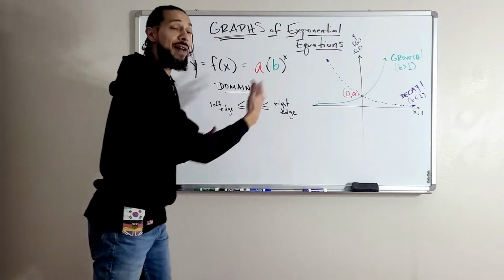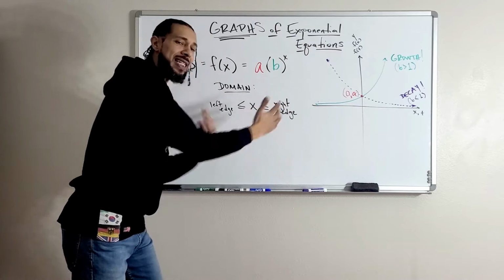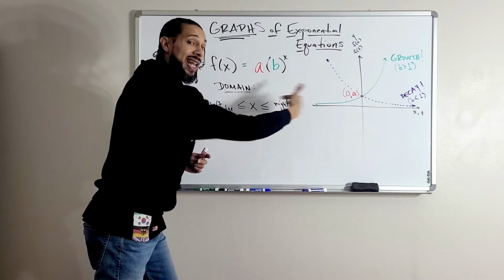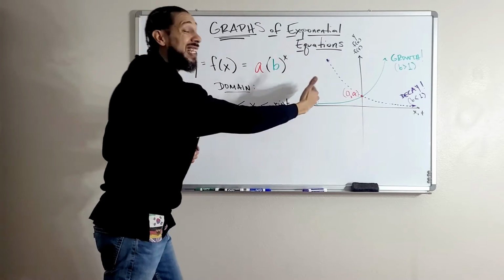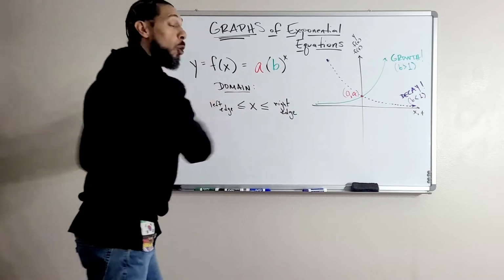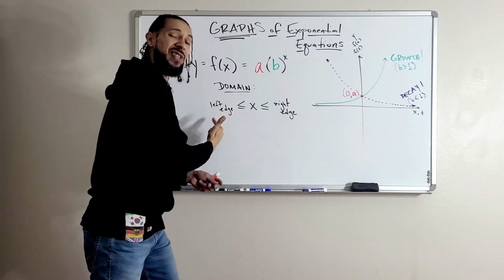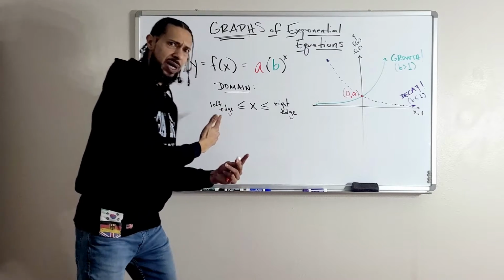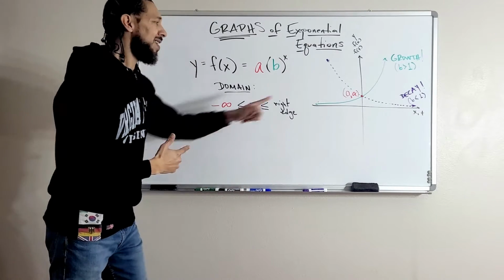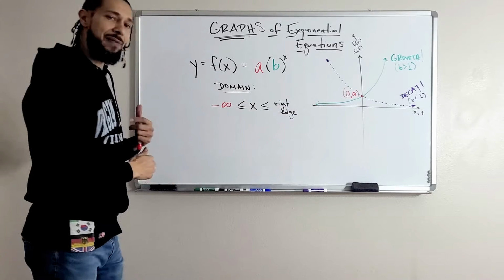Now, if we look at our graphs, either one, the growth or the decay graph, look at where the left end goes to. Is there any limit to this left end? This left end goes on forever and ever. So if I asked you where the left edge of this graph is, it would be negative infinity. This graph goes on forever to the left.